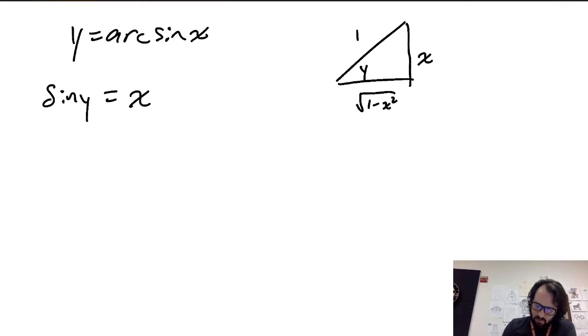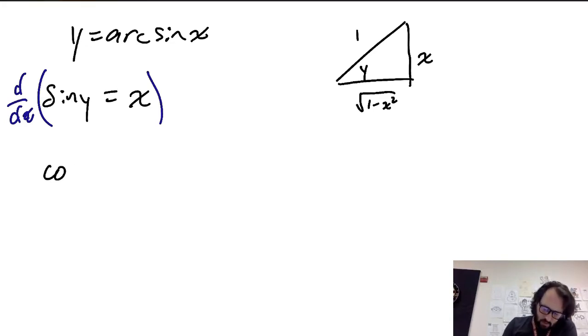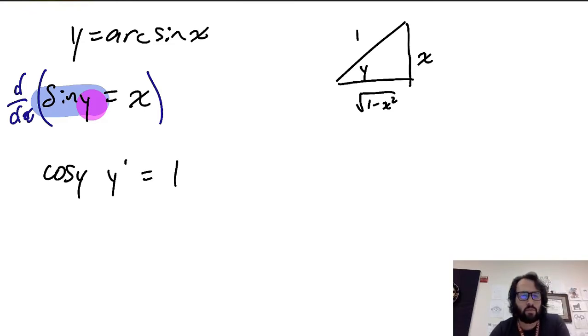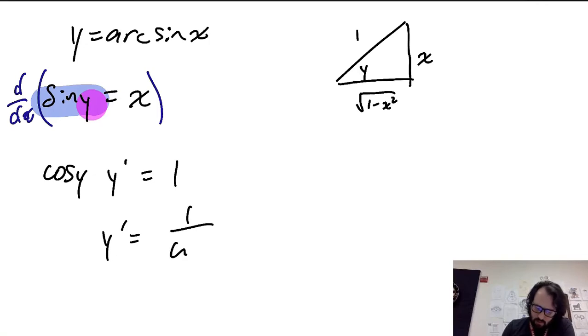All right, so if I take the derivative with respect to x, then this comes out to be cosine of y times y prime, right? Because we have to do the chain rule there. Don't forget that's the chain rule: the derivative of the outside times the derivative of the inside part, which would be y prime, and then equals the derivative of x with respect to x, which is just 1. So now, solving for the derivative, which is y prime, I have 1 over cosine of y.